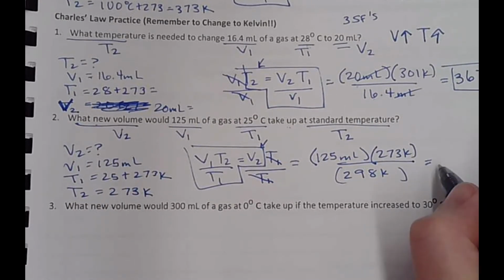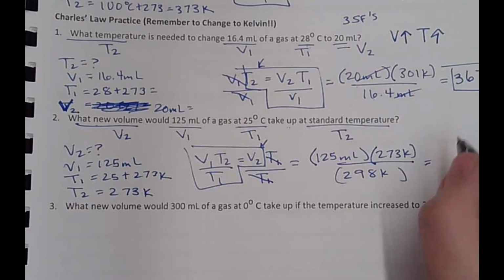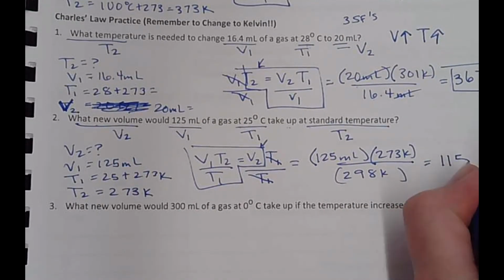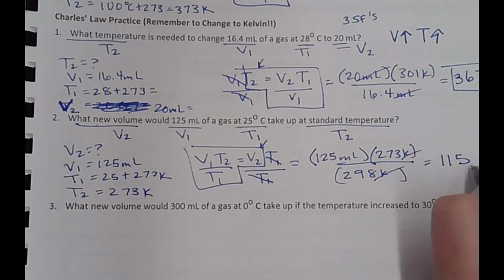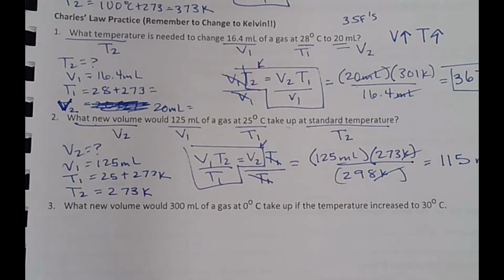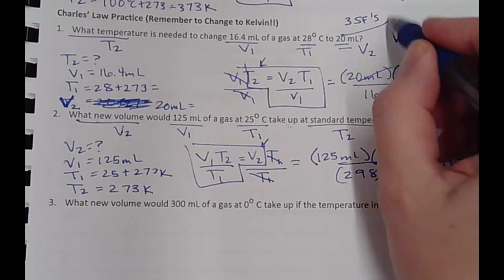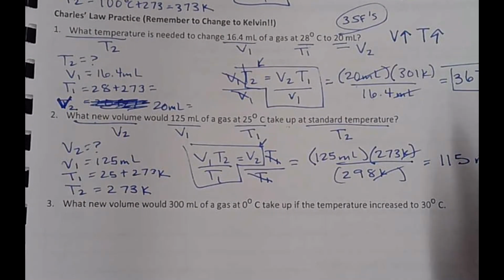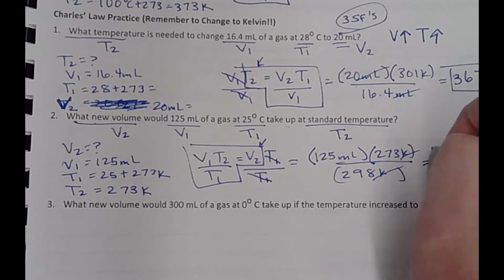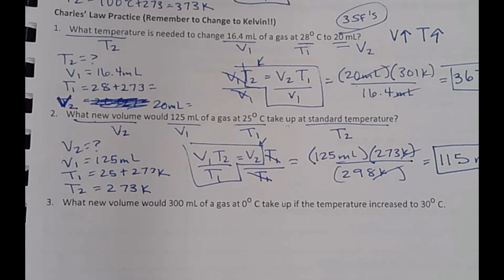Yes, you need to round. We're going to keep 3 significant figures, so this would be 115. Kelvins cancel. This is milliliters. So my calculator gave me 114.5, but since I said to just keep 3 significant figures, we're going to keep 115.